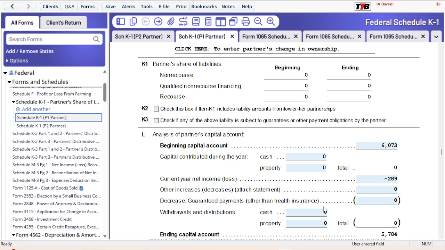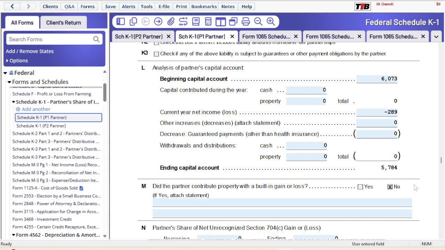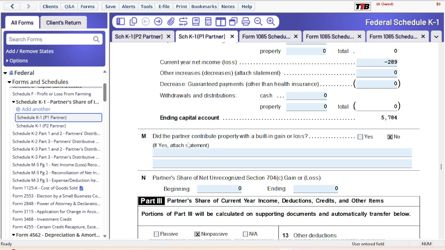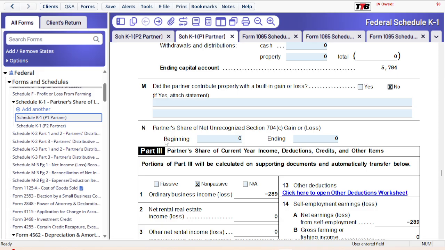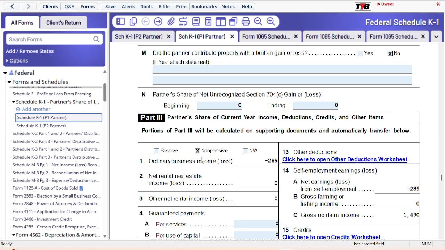And then we have any withdrawal. If there is a distribution, it will go under cash. Otherwise, the ending balance for this partner is 5,784. And did this member contribute building? We say no. We are coming back here, partner. We are going to leave it alone. This is non-passive, so it's checked. We are just going to leave it.